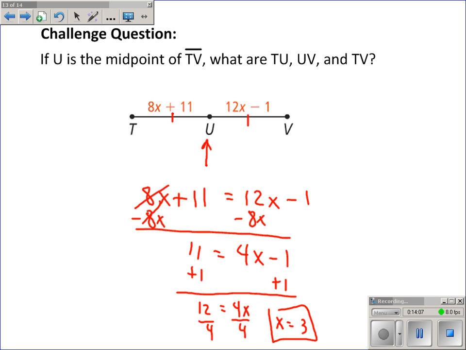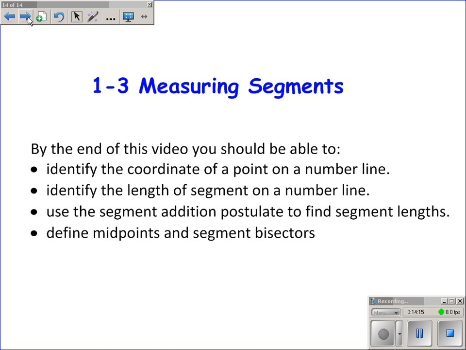Okay, now the answer to my question is not 3. I'll need to go back and plug things in to find the actual lengths, but at least that shows you how to set up the problem. This video was about measuring segments, about coordinates, finding lengths of segments on number lines, also what the segment addition postulate is and how to use it, and also we talked about midpoints and segment bisectors.